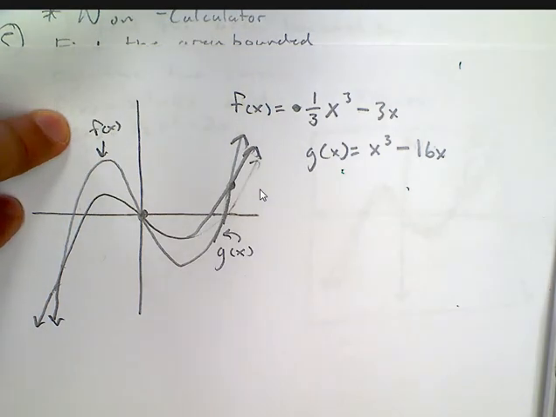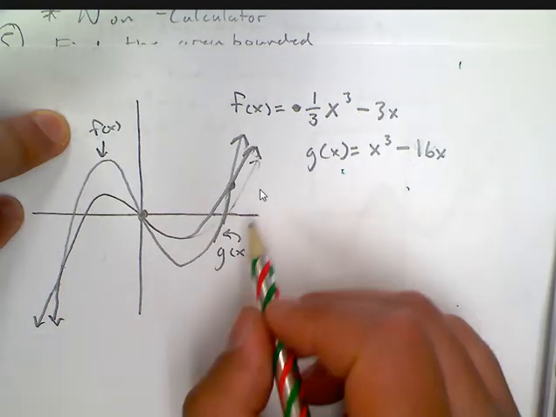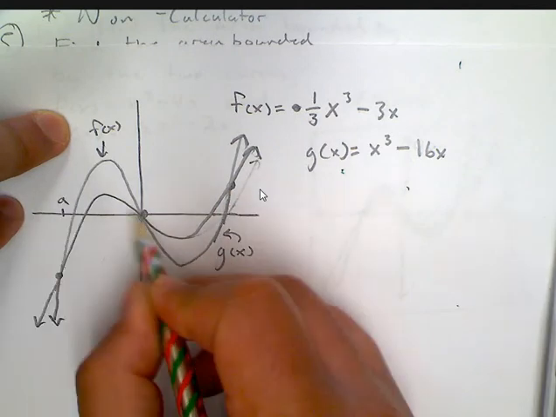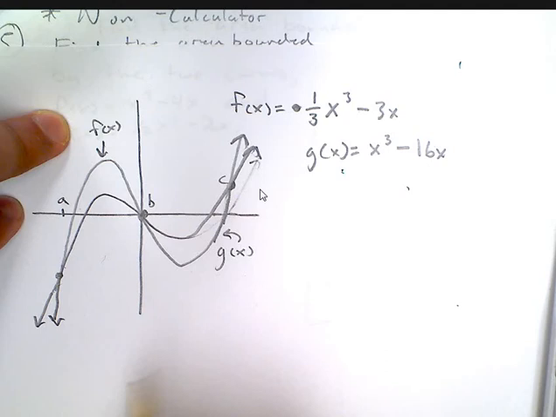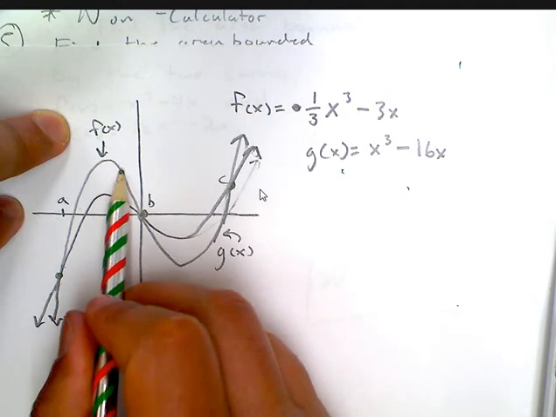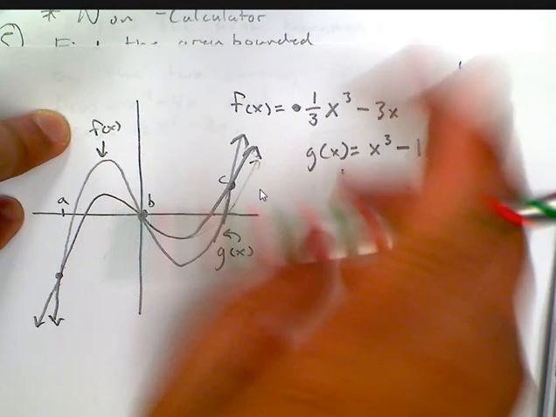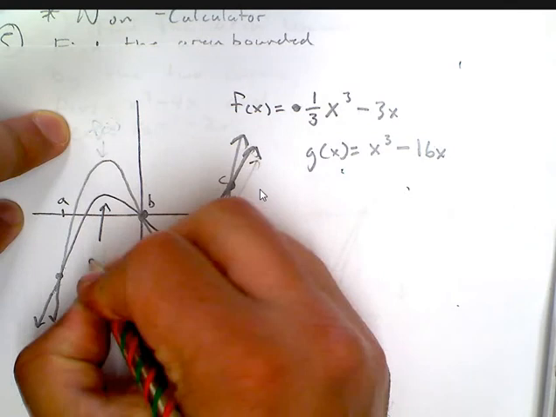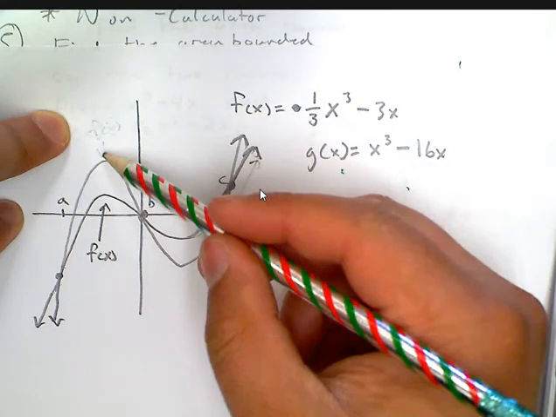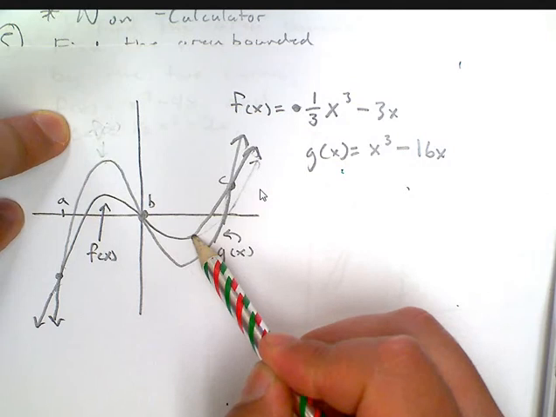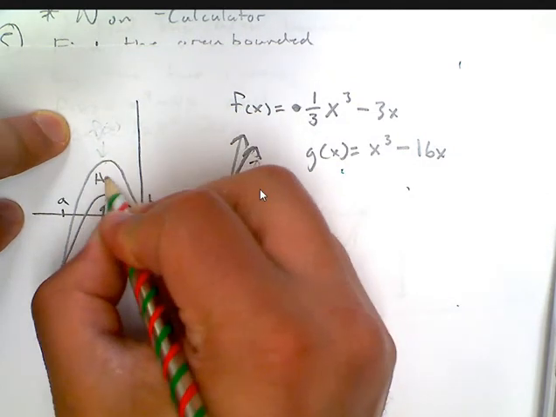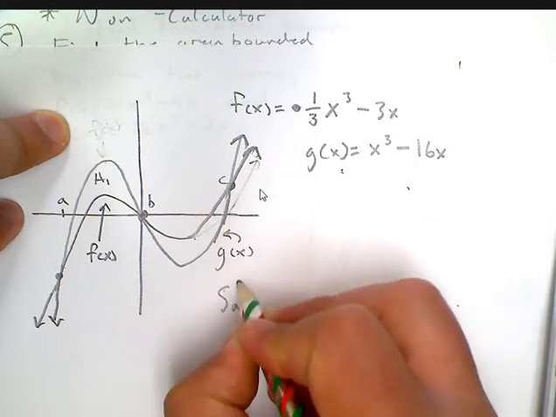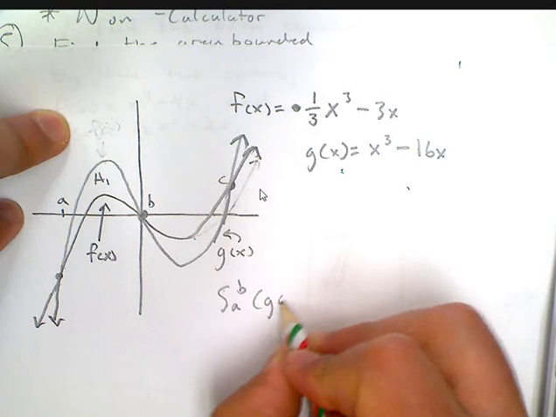Alright, so here we go. f of x, g of x, and we're going to use that tool we talked about. This is A, this is B, and this is C. g of x is on top here. f of x is on top here. So let's do A1. We're finding area 1. g of x is on top, so we have to do the integral from A to B of g of x minus f of x.